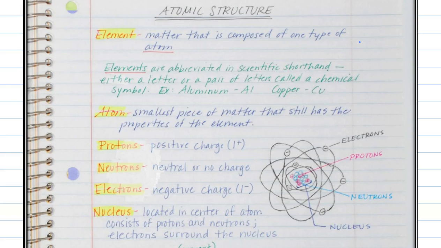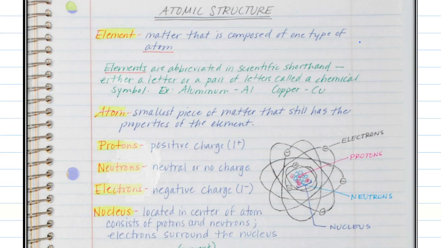For this assignment, you're going to need to have out a copy of your periodic table. First of all, we're going to go over some important definitions. An element is matter that's composed of only one type of atom. So the elements we can find on the periodic table: sodium, potassium, chlorine, bromine, iodine. Those are all elements, and that's the smallest piece of property that still retains the chemical and physical properties.